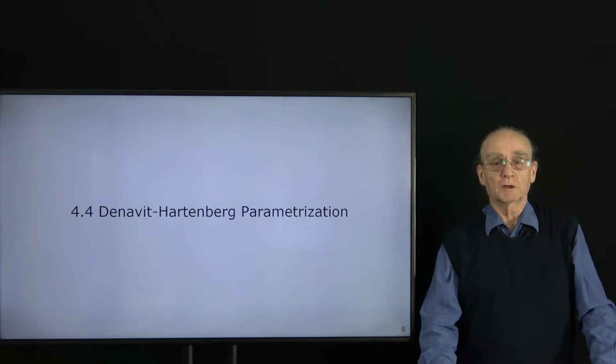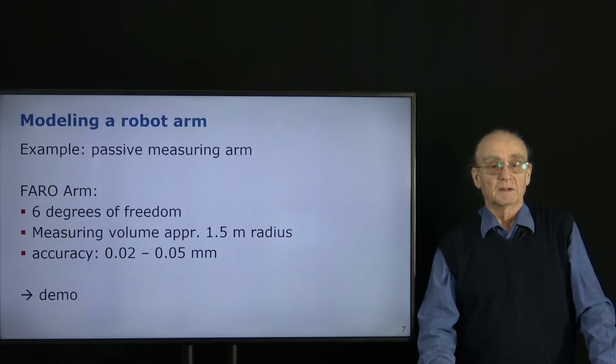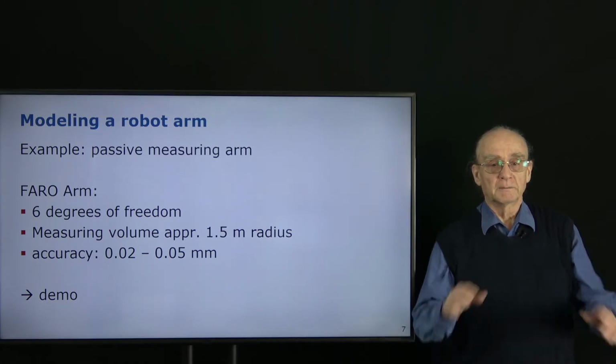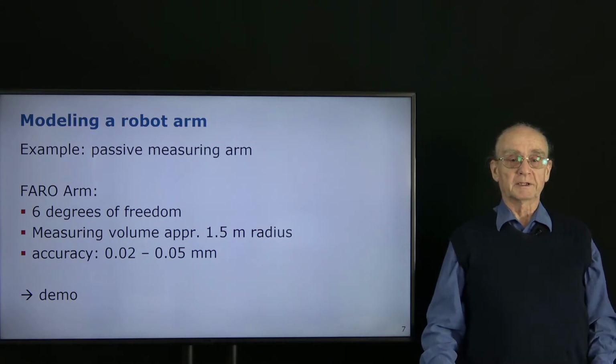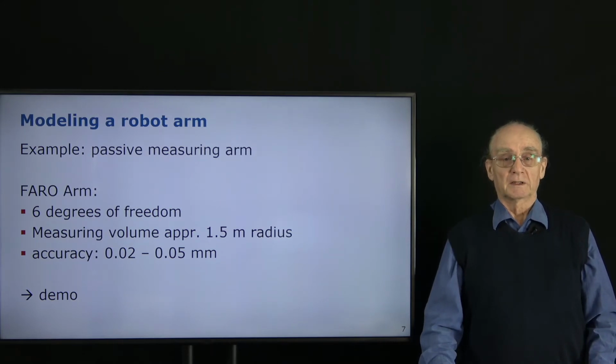So let's talk about how to represent such a robot arm, such a chain, using what is called the Denavit Hartenberg parametrization. So let's assume we have a robot arm, a passive arm, which is only used for measuring. I show you this immediately. This is an arm from the company Faro. It has 6 degrees of freedom. It can measure in a volume of about 1.5 meters and has an accuracy of 0.02 millimeter. I show you this now in a live demo with such an arm.